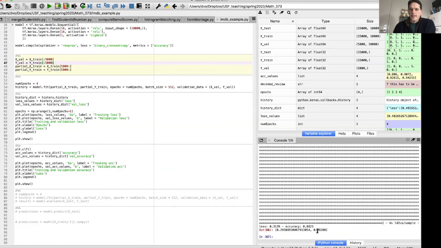Okay, so it looks like we have 88% accuracy on the test data. So we have trained a neural network to classify IMDB movie reviews, and we have 88% accuracy. And state of the art is about 95%, so it's not too bad.